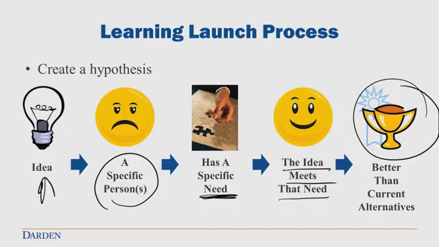That's what you think. So the hypothesis is Jims and Janes have a specific need. They want to be able to do this. My idea meets that need better than the current alternatives because, whatever fill in the blank is. That allows you to start unpacking, peeling an onion. What I call peeling the artichoke and getting to the heart of what's that burning need.